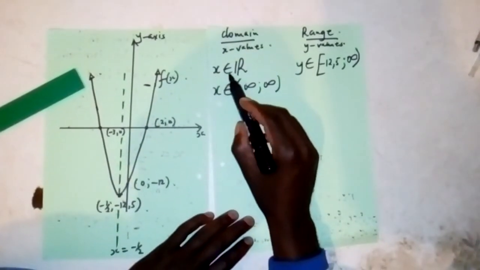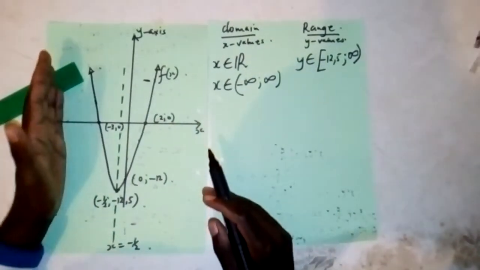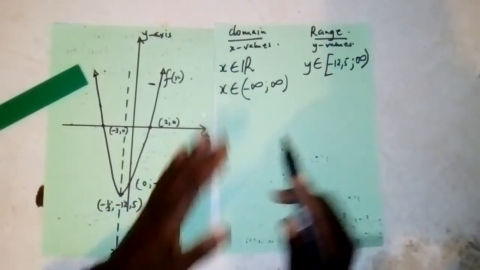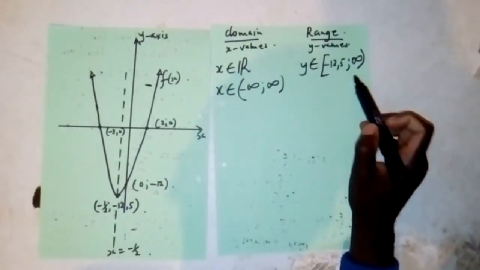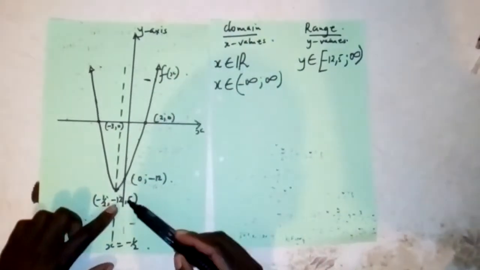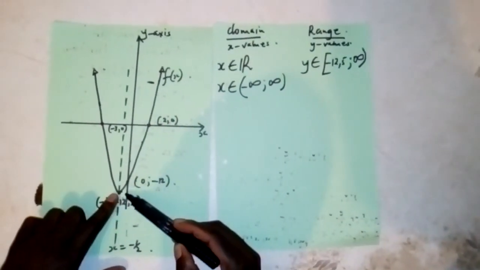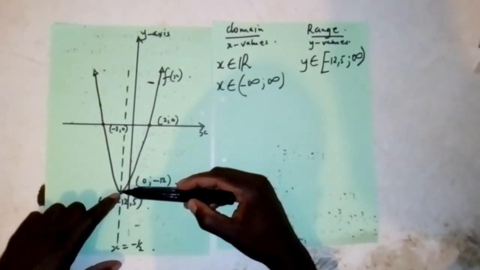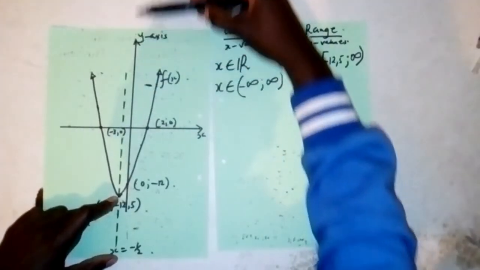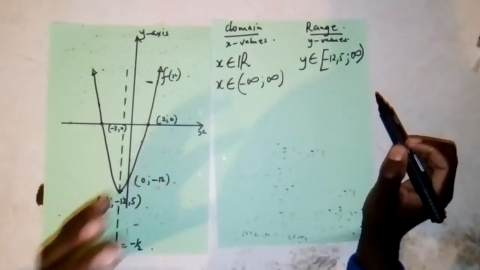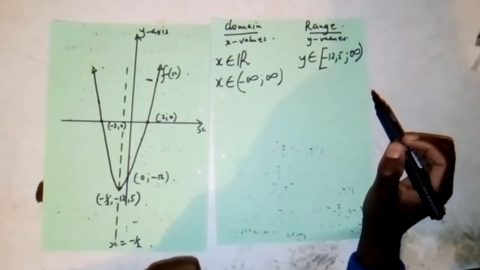Or I can say x is an element of real numbers because I am taking all the values from negative infinity to positive infinity. But with the range, I'm just repeating what I've said. We can see the graph is actually starting on the y values at negative 12,5. It's not starting at negative infinity, it's actually starting at negative 12,5, but it's going up to infinity. So that's how you can write down the domain as well as the range.